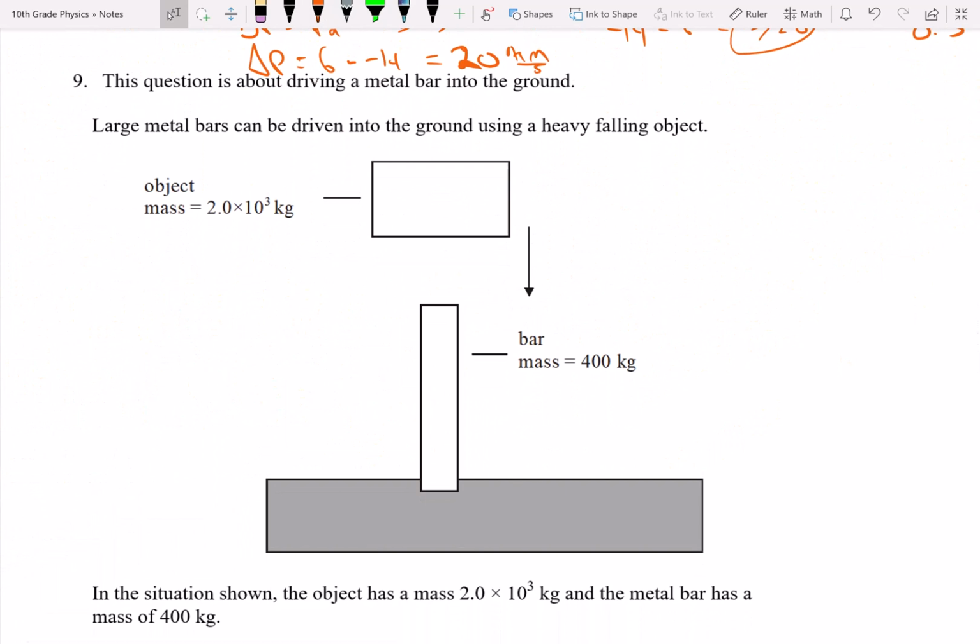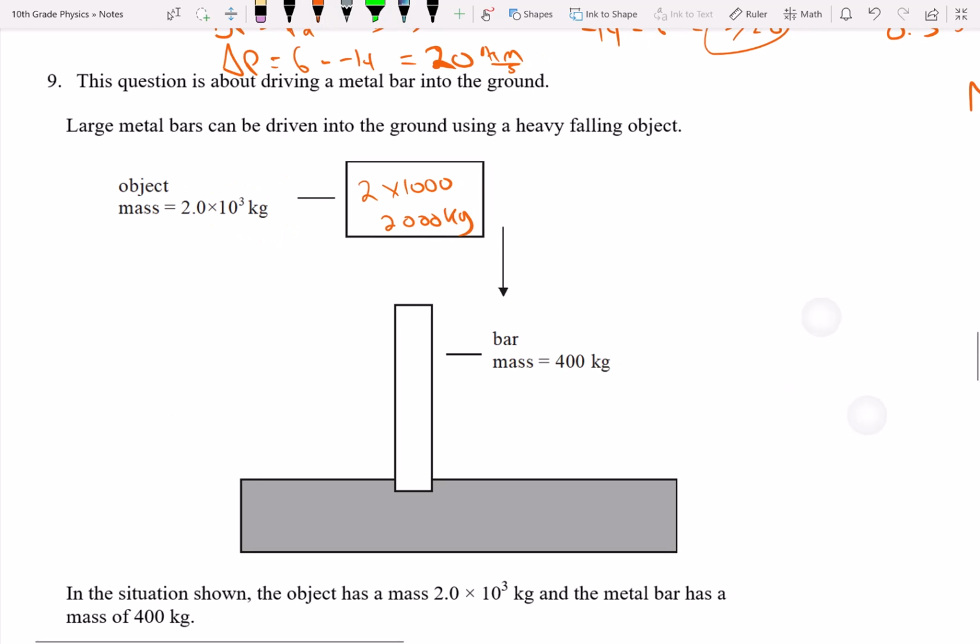Okay, next part is we're driving a metal bar into the ground. One way to do this is to drop a heavy object on it, right? So here's your heavy object. It has this mass, which is the same as 2 times 1,000 or 2,000 kilograms, right? You've got to know your scientific notation, which hopefully you do by now. The bar has a mass of 400 kilograms.